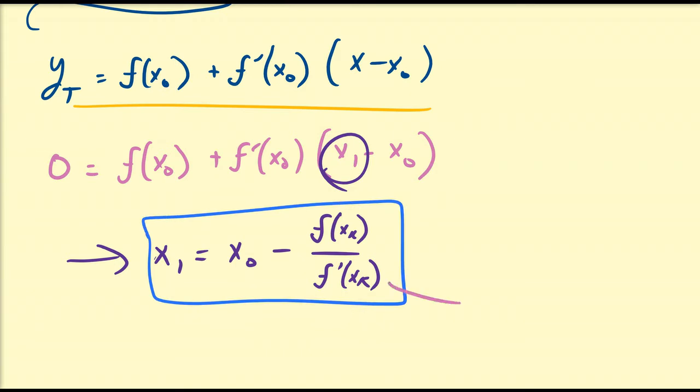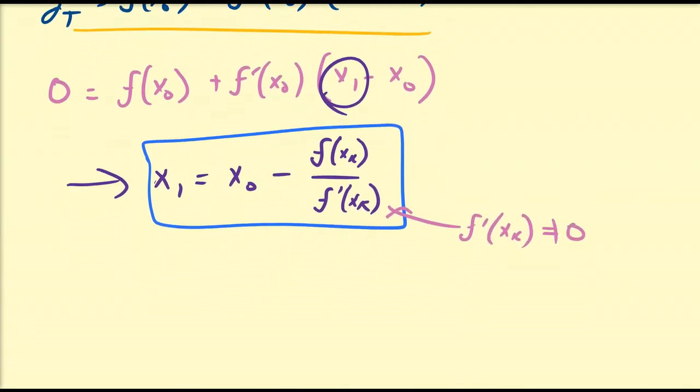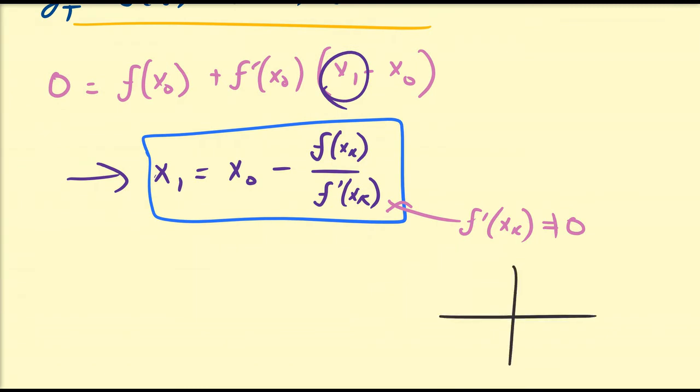Now, quick side note, notice that f prime of xk cannot be equal to 0. So what does it mean for the derivative at a point to be equal to 0? Recall, we have some curve in space. f prime is equal to 0 occurs most of the time at maximums and minimums, and sometimes at inflection points such as x cubed or something like that. So you need to avoid points like this for your initial guess, or you're going to have some problems with this method.